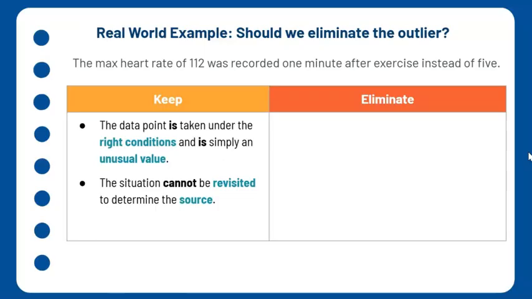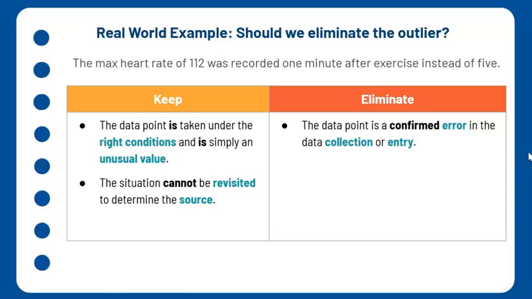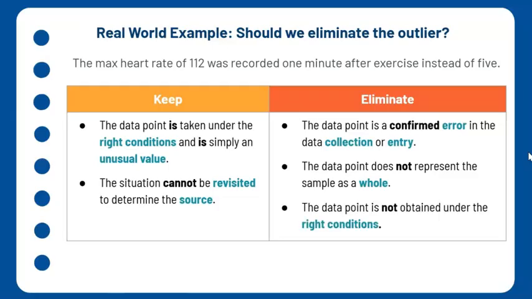There are three situations in which we eliminate outliers. The first situation is when a data point is a confirmed error in the data collection or the data entry. The second situation to eliminate them is when the data point does not represent the sample as a whole. And our third situation in which we eliminate an outlier is when the data point is not obtained under the right conditions. So should we remove 112 from the dataset?